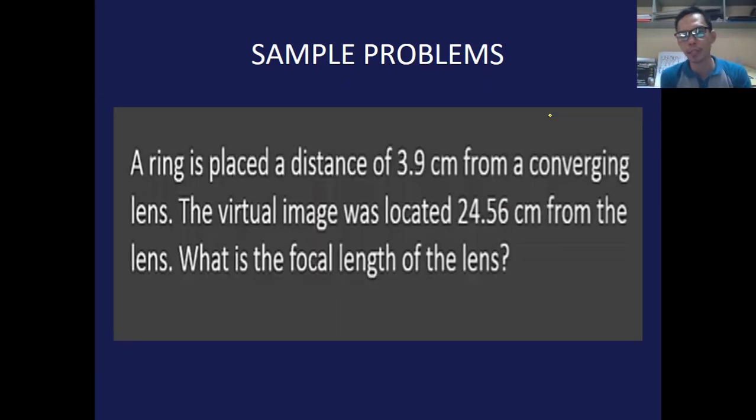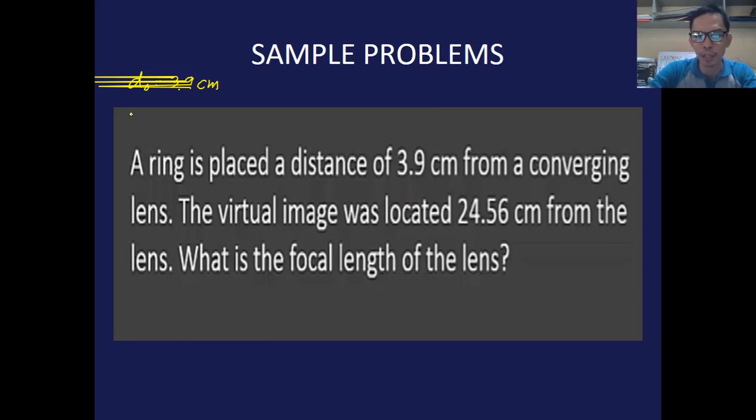A ring is placed at a distance of 3.9 cm from a converging lens. The virtual image was located 24.56 cm from the lens. What is the focal length of the lens? Let's write down all the values that we have. The distance of the object is 3.9 cm.